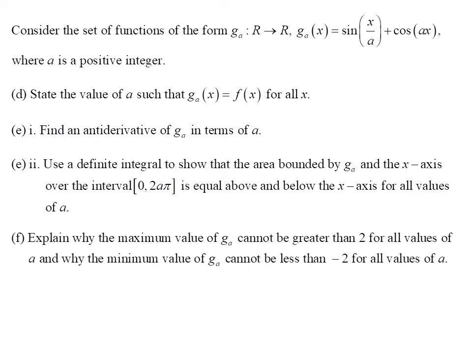Part F is to explain why the maximum value of g sub a of x cannot be greater than 2 for all values of a, and why the minimum value of g sub a of x cannot be less than negative 2 for all values of a. Part G is to find the greatest possible minimum value of g sub a of x.